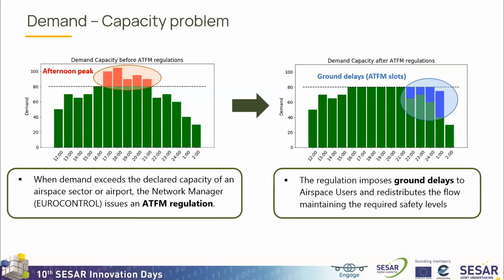Okay, so one of the main motivations behind the project is basically the demand capacity problem, which is when the demand exceeds the declared capacity of an airspace or an airport sector. And in those cases, the network manager issues an ATFM regulation. This regulation imposes ground delays to the airspace users and redistributes the flow, maintaining the required safety levels.